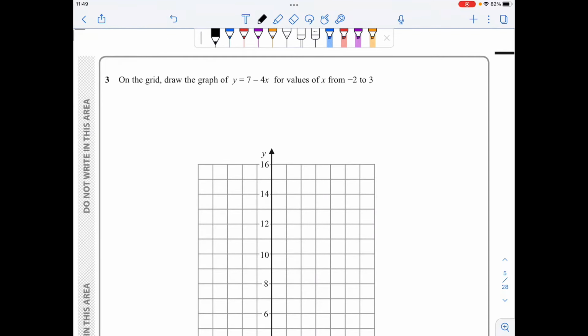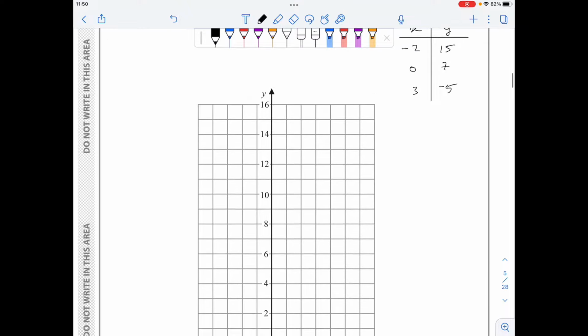I'll start question 3 by making a small table of X and Y values. I will use for X the -2, the 3 and something in between. 0 is an easy number, and then I'll plug these X values into the equation to calculate the Y values. These come out to be 15, 7, and -5. So these are 3 pairs of coordinates which I will plot on the graph.